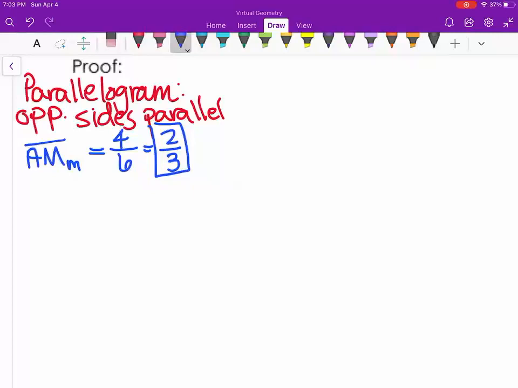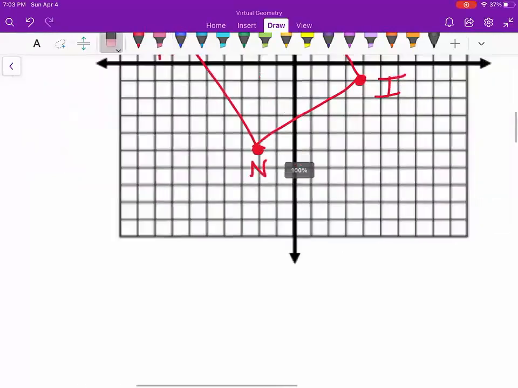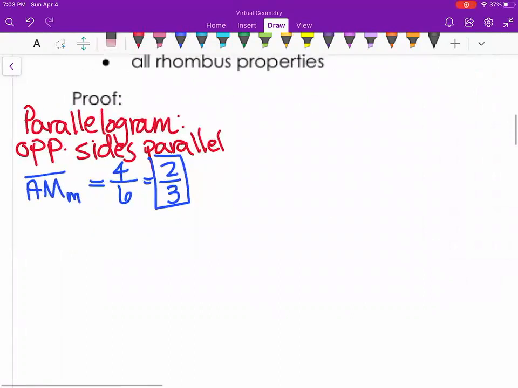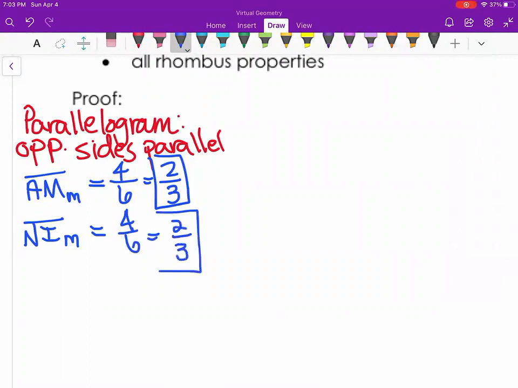Now let's go with the side opposite of that. Go back over to our picture, which would be N to I. So again, N to I, I'm going to draw it on the outside here. We can go to the right 6 and up 4, but again, up will go on top, right will go on bottom. So again, 4/6. So for segment NI, and again, a little bitty m there just because I'm dealing with slope, another 2/3. So far, so good, they match. They are the same. Now let's do the next pair of opposite sides.